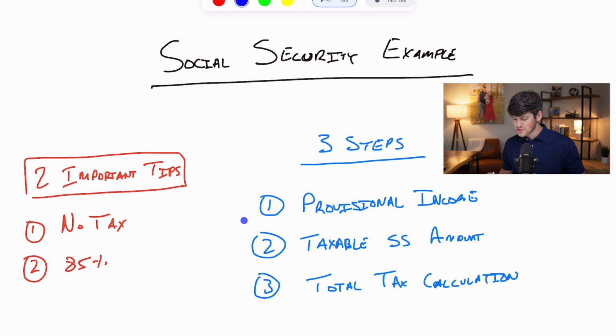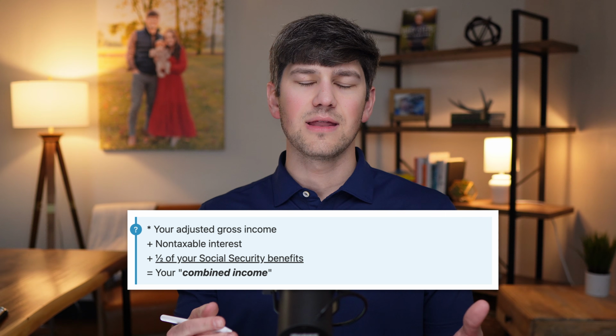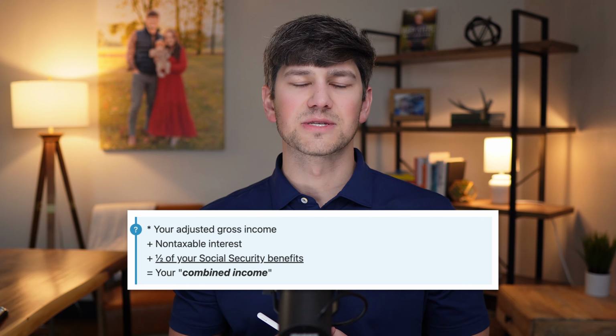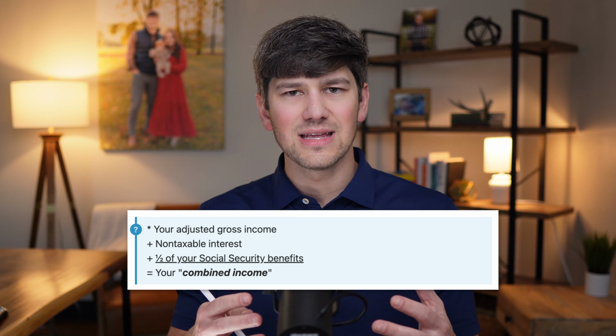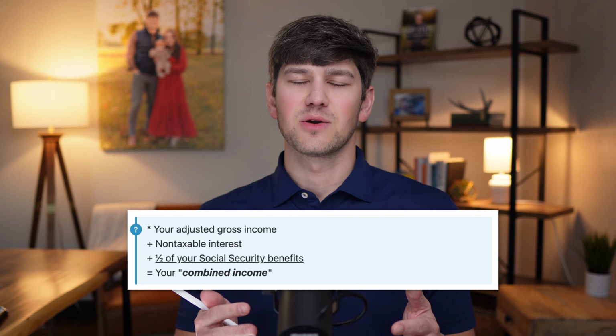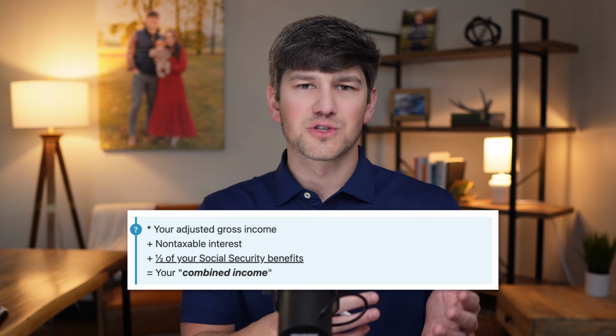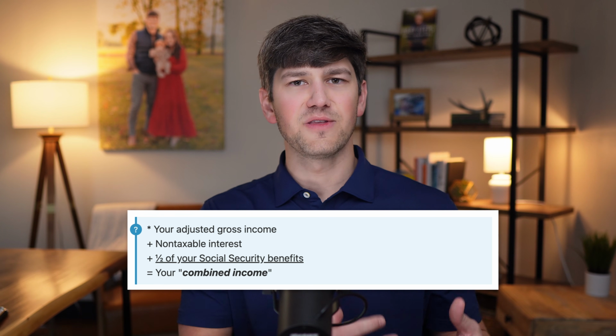Now, with those two things out of the way, there are three steps to make sure that we calculate this correctly. The first step is we have to find what's called the provisional income or combined income. You can see here on the screen, the Social Security Administration website has this called the combined income, and you can see the formula there. The first thing we've got to do is take half of our Social Security amount, whatever that is. We take 50% of that.